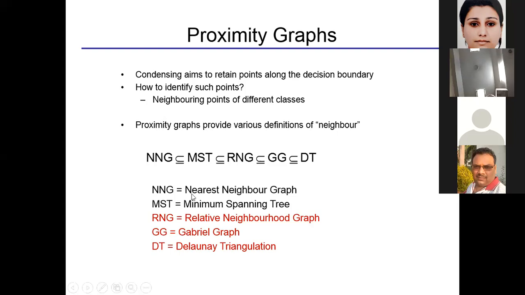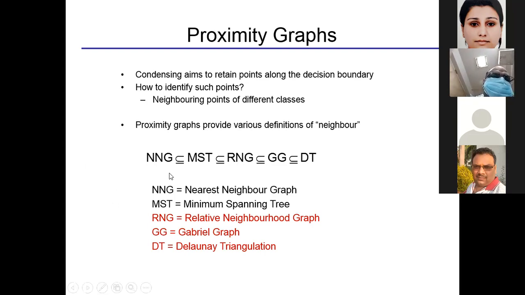Okay. So condensing aims to retain the points along the decision boundary. For that purpose, we are using proximity graphs, and we have many of them: nearest neighbor graph, minimum spanning tree graph, relative neighborhood graph, Gabriel graph, and Delaunay triangulation. I'm not able to pronounce this properly. It's the Delaunay graph, which is basically equivalent to your Voronoi diagram.